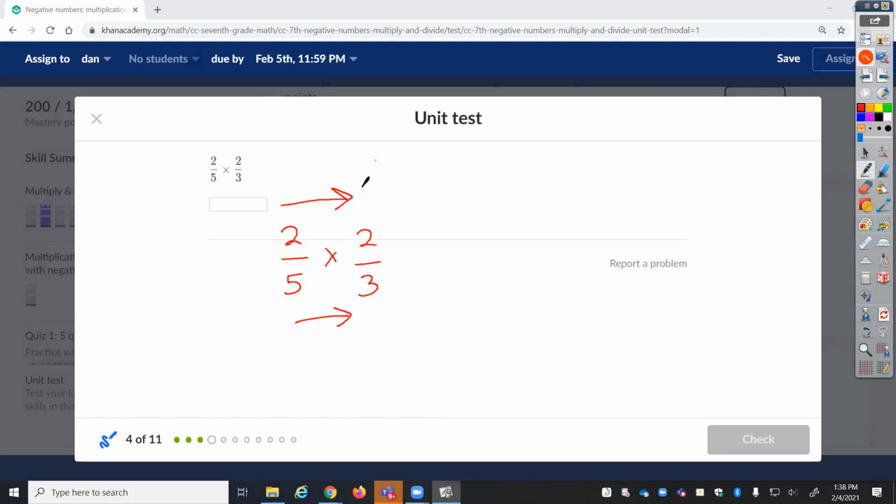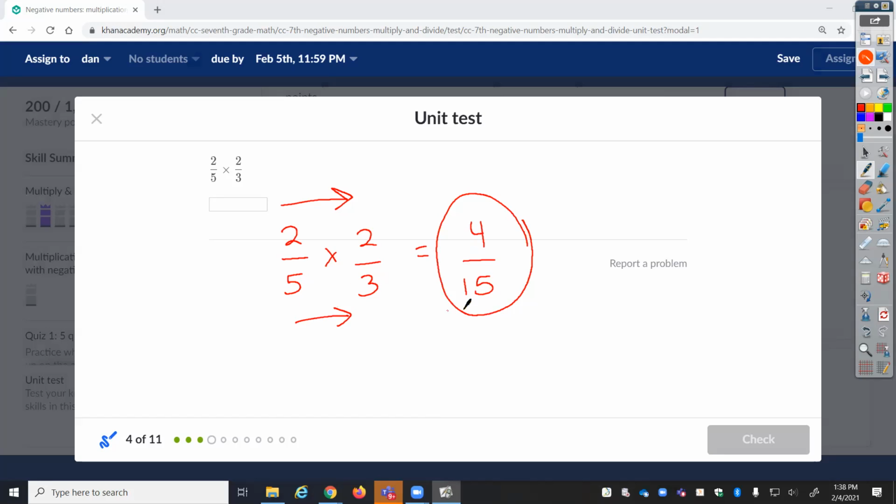What a lot of times students do, guys, is they only multiply the top, but they don't have a tendency of multiplying the bottom. So this right here was 2 times 2, 4. What's 5 times 3? 15. Your final answer here is going to be 4 over 15.